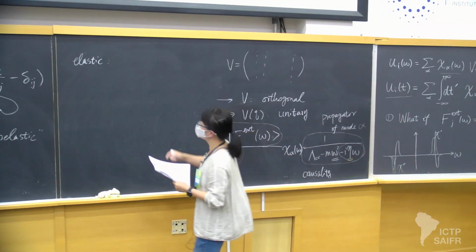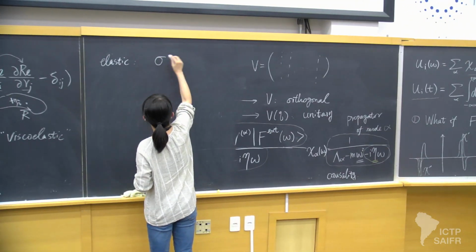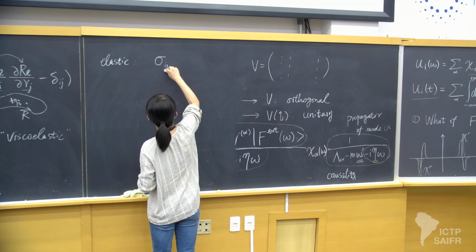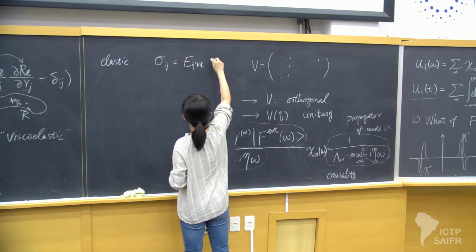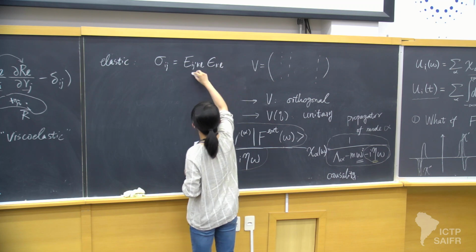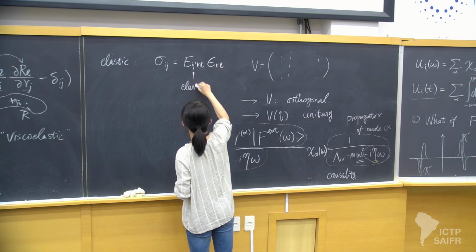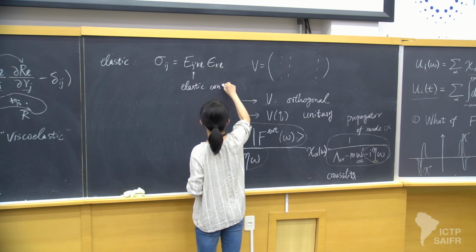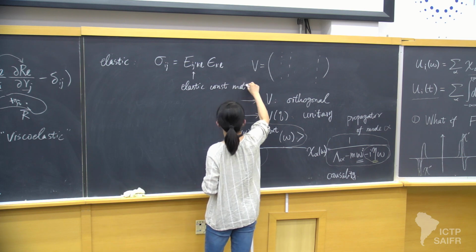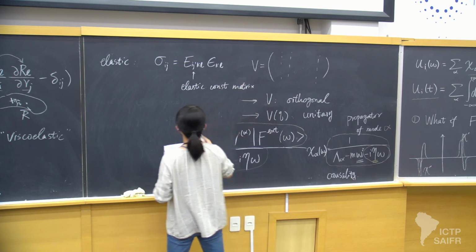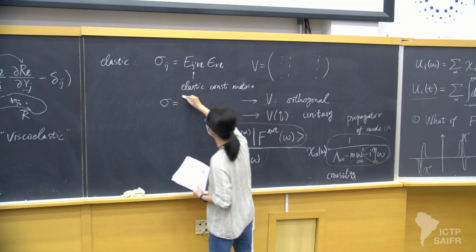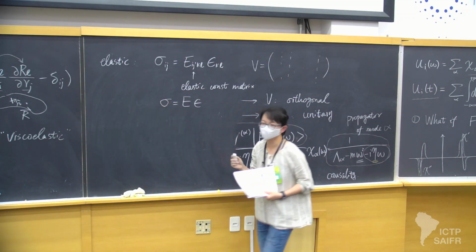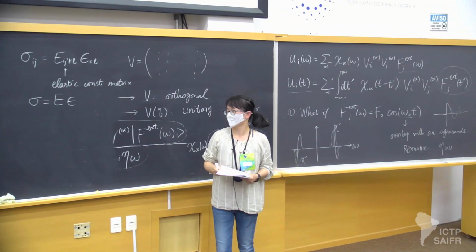It is proportional, right? So you have stress and this is your elastic constant matrix. And if we just talk about the very simple limit, the cartoonish limit, we just write a Hookean law like this, okay?